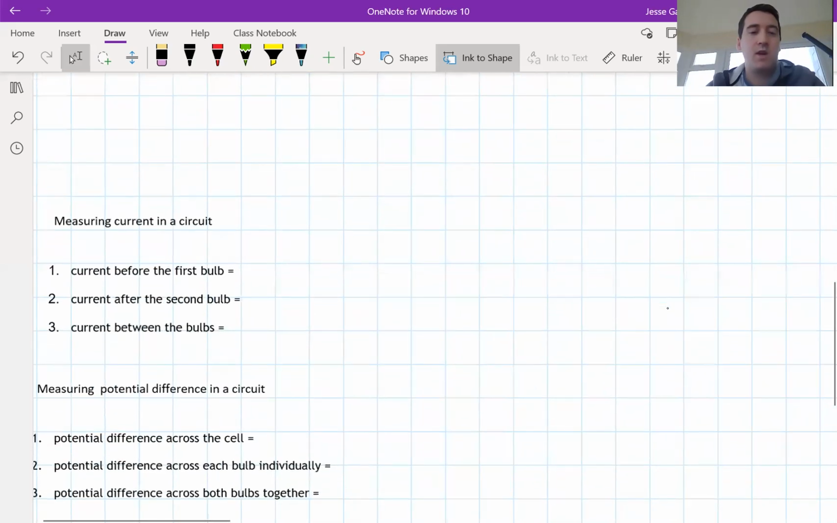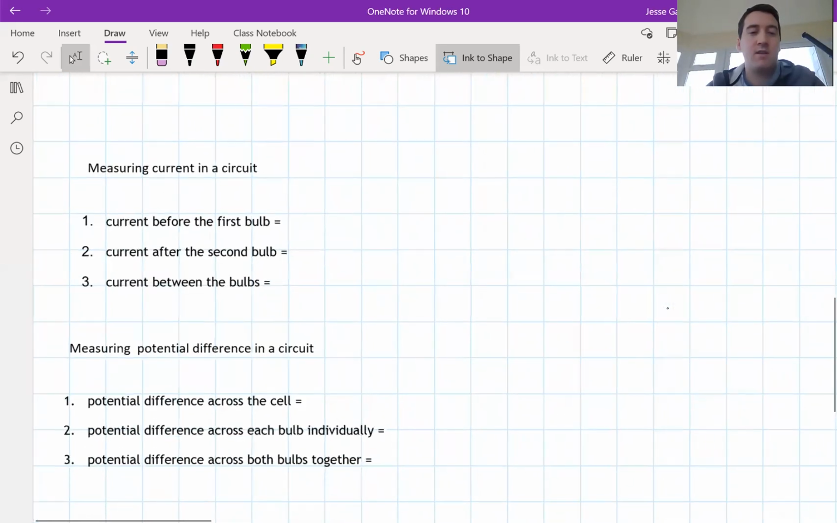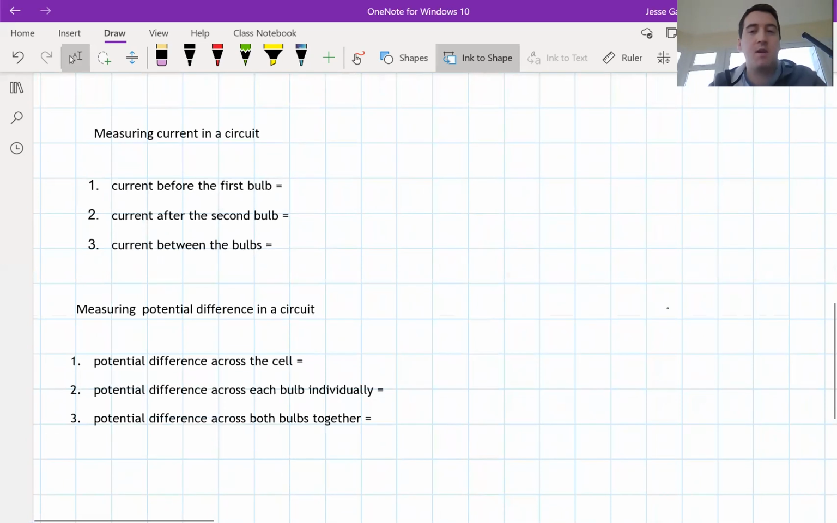Before we do, what I would like you to do is take down this information here. This is a little like a table or a recording sheet, I suppose. So if you've got your copy, we're going to just take down measuring current in the circuit and this number 1, 2, and 3, and then measuring potential difference in the circuit number 1, 2, and 3. And we're going to record our results or our data that we get from the simulation into this little table here. So take that down for me, pause the video and do that now.